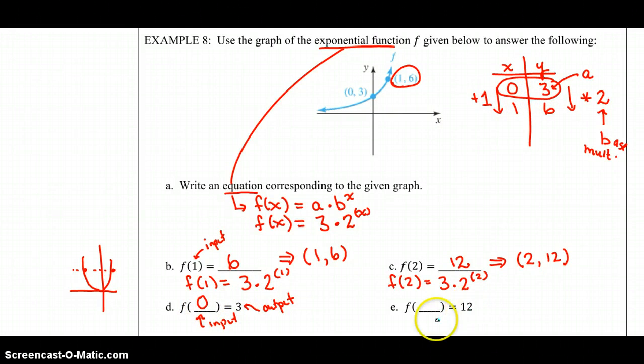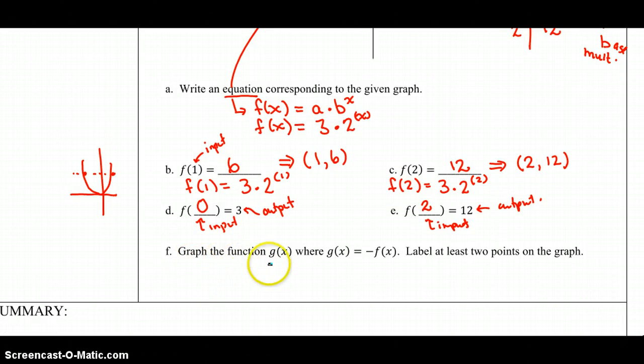And then here, again, we want to know what input gives us an output of 12. So again, if we extend our table, if we add one more, and again, the base multiplier was 2, so 6 times 2 would give us 12. So an input of 2 would give us an output of 12.